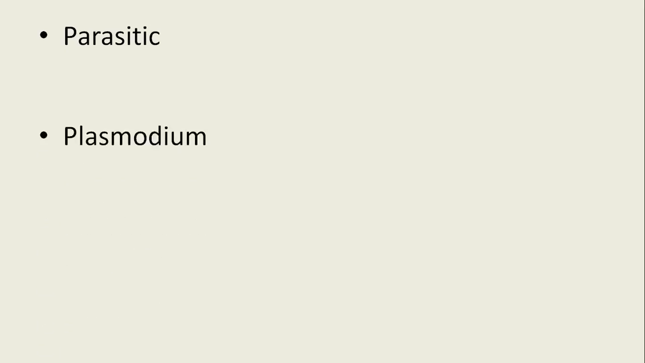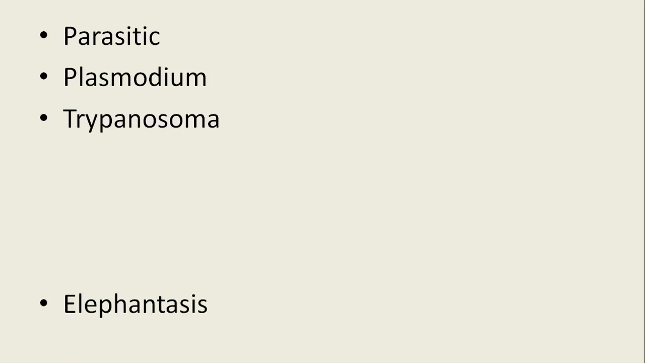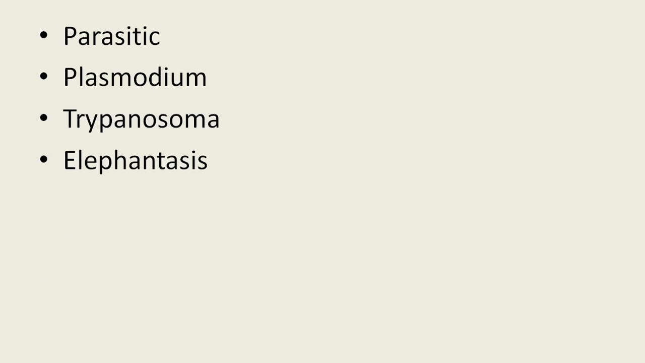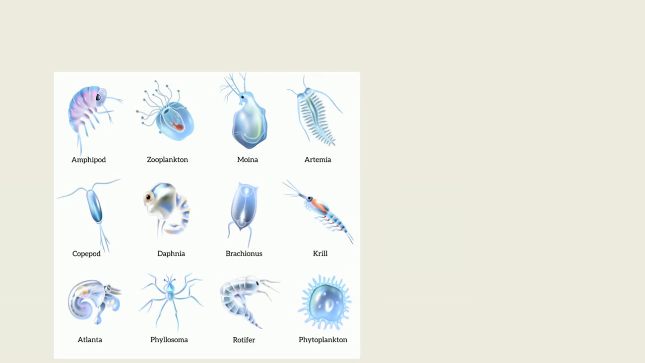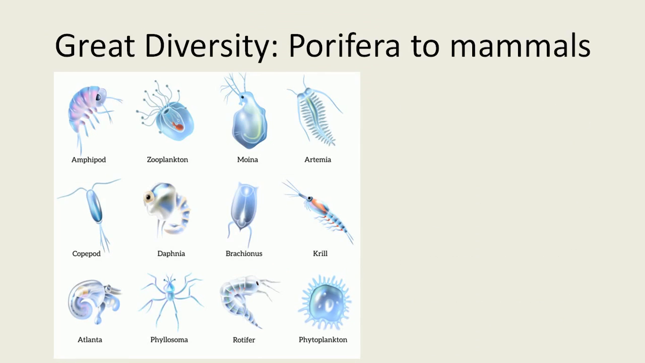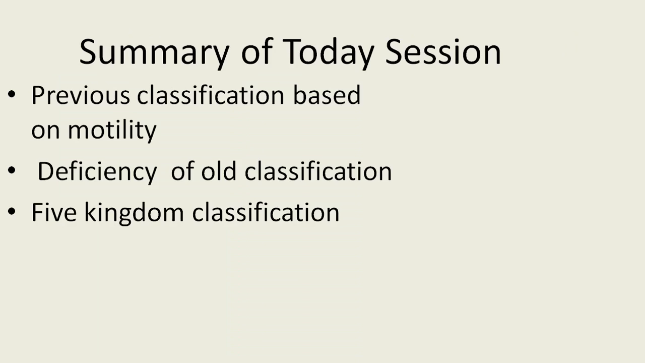There is also parasitic life. We observe Plasmodium, Trypanosoma, elephantiasis. They cause different diseases to the organism. We see the pictures of that, and they have great diversity from Porifera to mammals, and we will learn in detail in the next chapter the general characters of kingdom Animalia. In the summary part, we learned the previous classification, drawbacks and the five kingdom classification. Thank you.